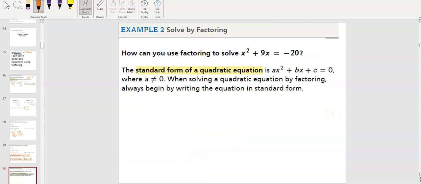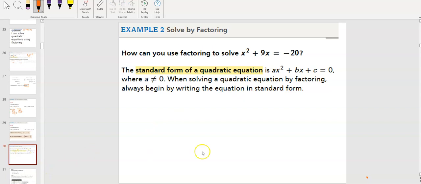Now here on example 2, we're going to solve by factoring. So we're going to take the information we had on the previous one and put it together here. It says, how can you use factoring to solve this problem right here? The standard form of a quadratic equation is a times x squared plus bx plus c equals 0, where a is never 0. This is the formula, so we want to always put it into that. So the first thing that we're going to do is turn this into this standard form.